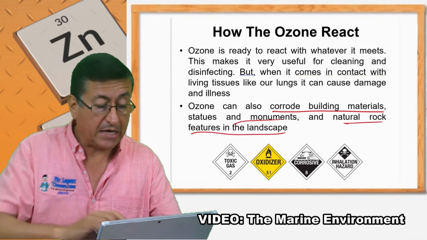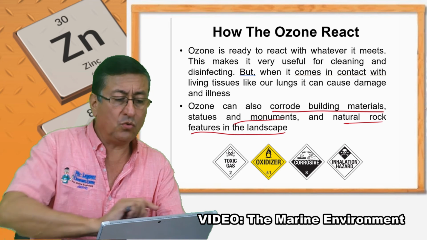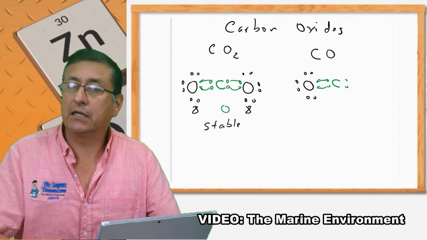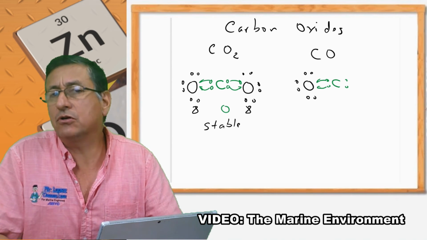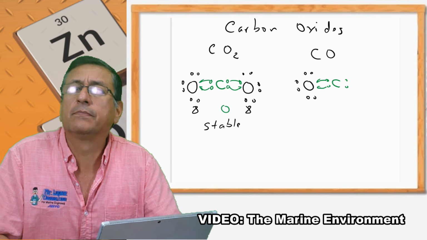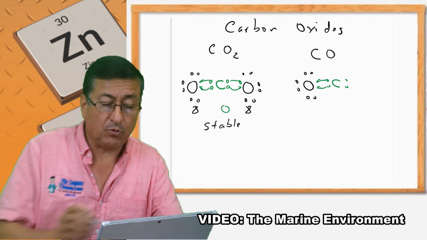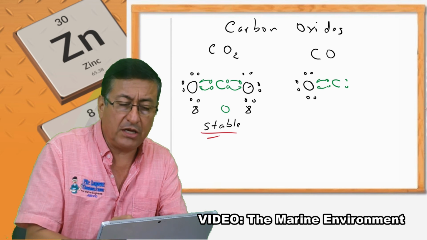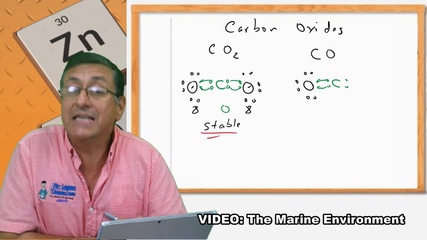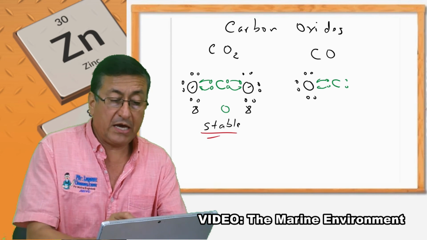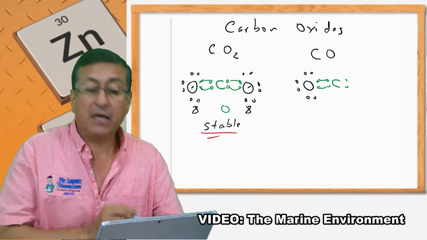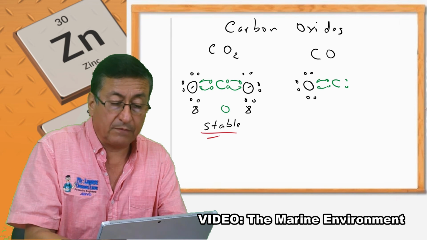There are two oxides of carbon: carbon dioxide and carbon monoxide. Why is carbon dioxide not bad? Because that molecule is stable. You remember, you have one oxygen and another oxygen. Each oxygen has 6 electrons in the last orbit, 1, 2, 3, 4, 5, 6, the black ones. And the carbon has 4 electrons in the last orbit: 1, 2, 3, and 4.